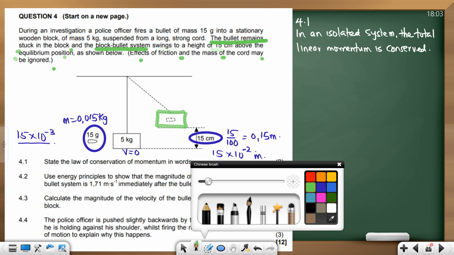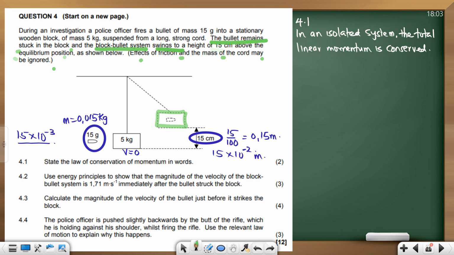Use formulas of energy to show that the magnitude of the velocity of the block bullet system, so the examiner is already referring to this thing here, is 1.71 meters per second immediately after the bullet struck the block. Let's calm down. What are they really asking for? The examiner is referring to the block bullet system.